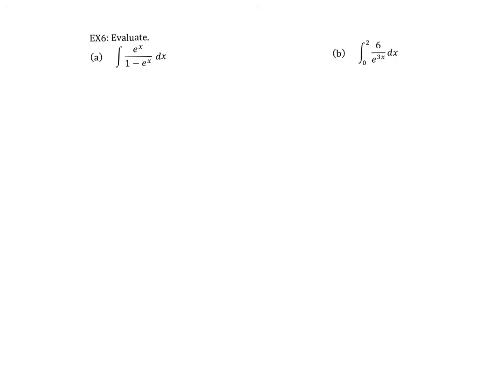If I want to evaluate example 6a, I have a quotient of 2 functions, so I can't integrate the way it is. So again, I'm going to do my go-to u substitution. I'm going to let u equal the denominator, 1 minus e to the x. And then the derivative with respect to x is going to be just negative e to the x.